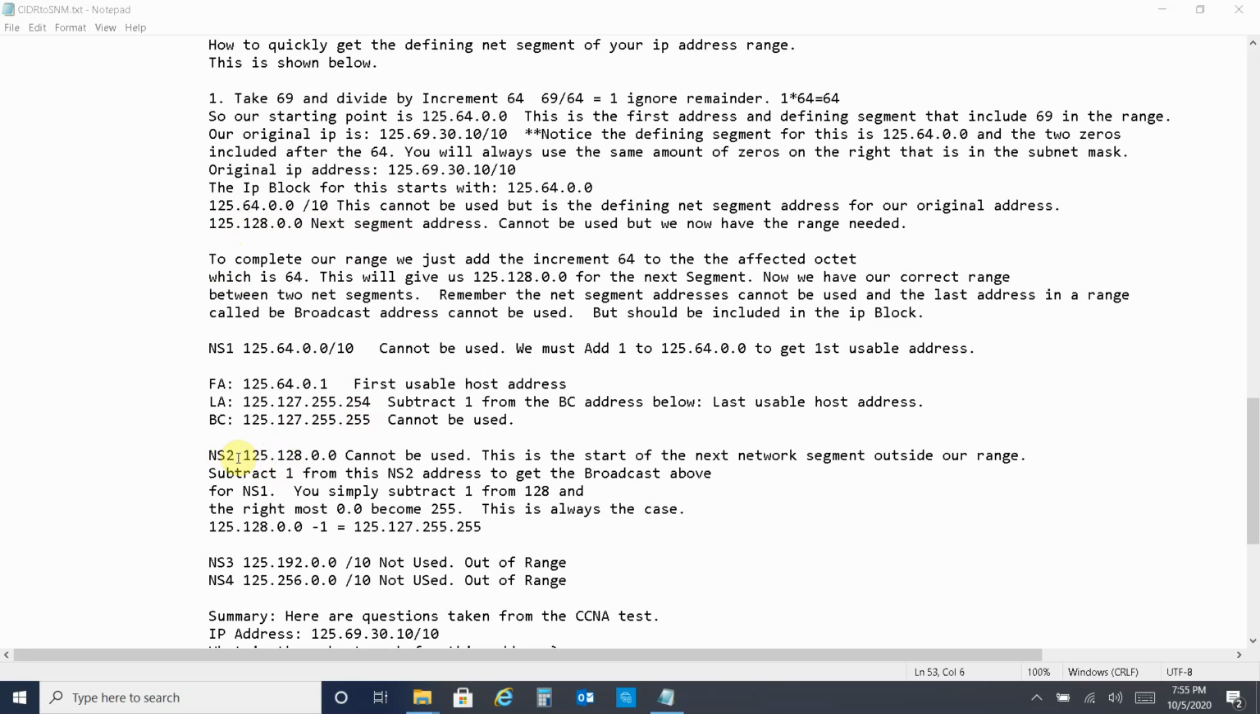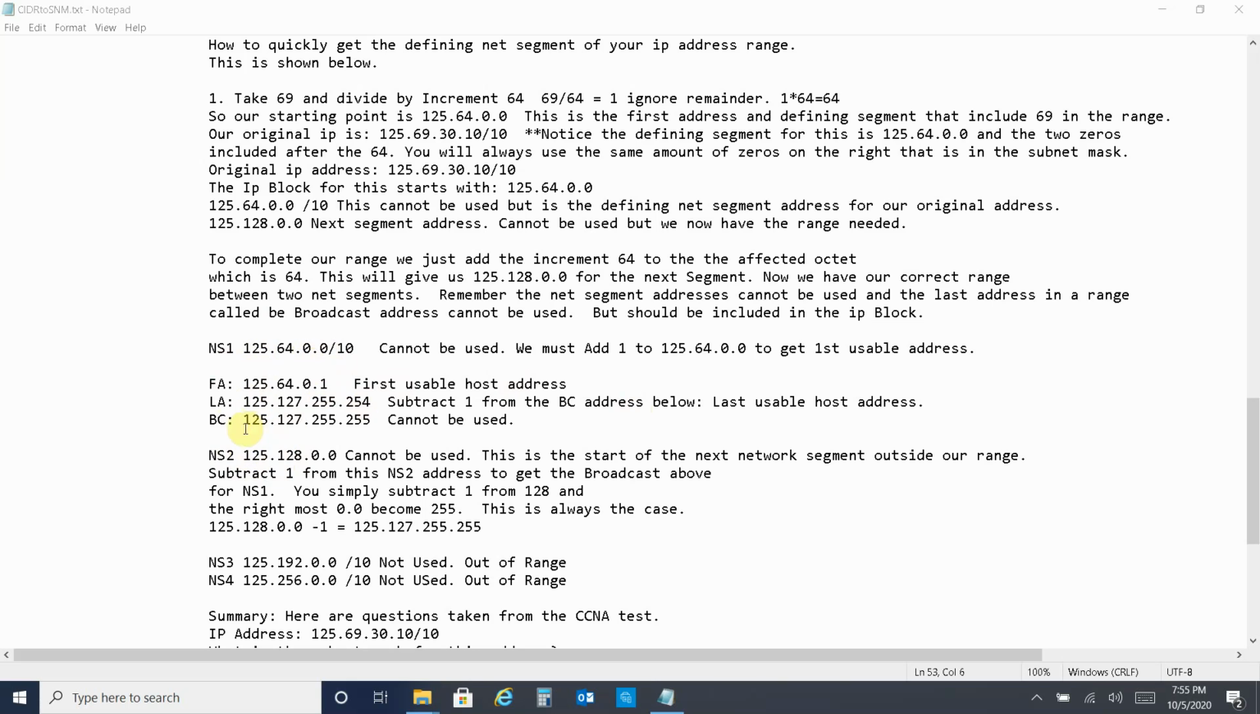Okay? This is the easiest way I can tell you to do this without having to do the subtract 2 and all this, because when you get into A, B networks, you have to know how to do this. I want you to understand this. Very, very simple, okay? Here's our range, from here to here. We can't use this one. We can't use this one, okay? But we just add 1 to this one, and we get our first usable, okay?